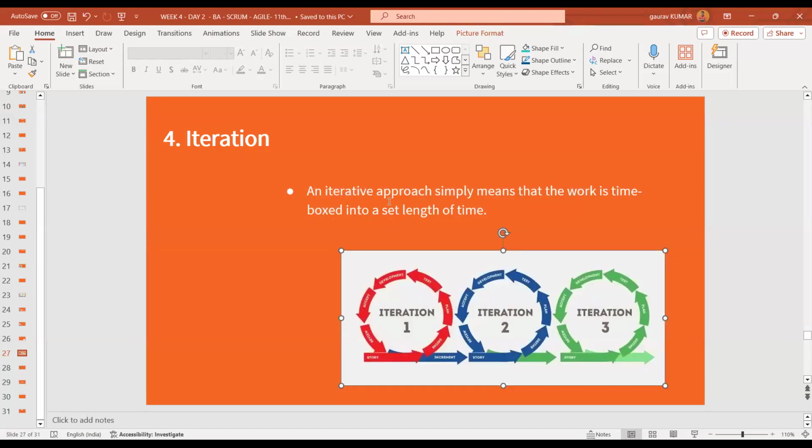As it says, an iterative approach simply means that the work is time-boxed into a set length of time. So it is another terminology for the time-boxed sprint. Okay, so you will happen to hear more about the cycle or the iteration.